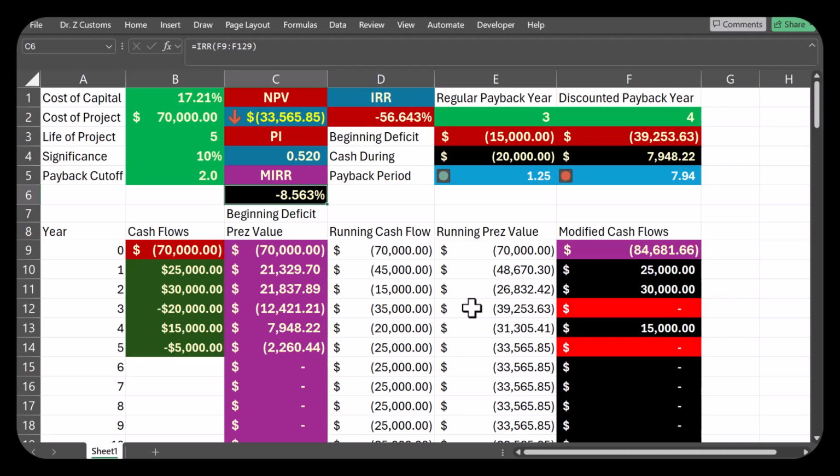In fact, in this case, I have sign changes. Let me see. One, two, three, four sign changes. There could be up to four real solutions on this one. Okay. Let me see if I have alternative solutions to this. If I, yeah, negative 28 is also a solution. Yeah, negative 28 and negative 56 are alternative solutions. Of course, they're meaningless because there are multiple of them.